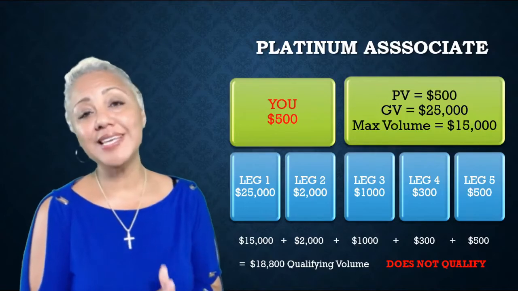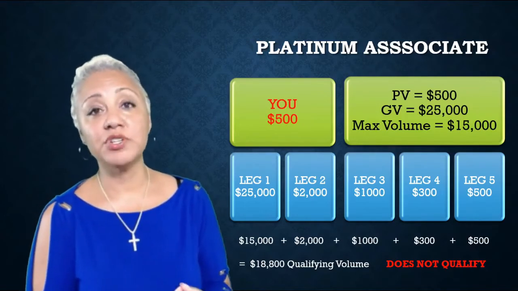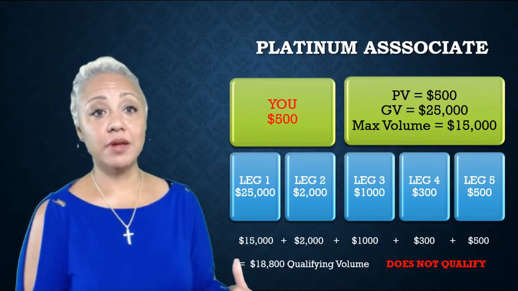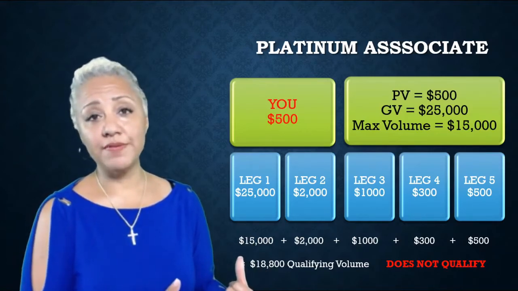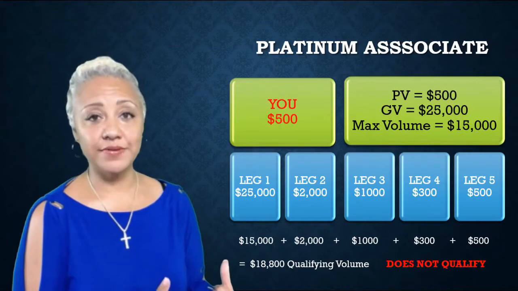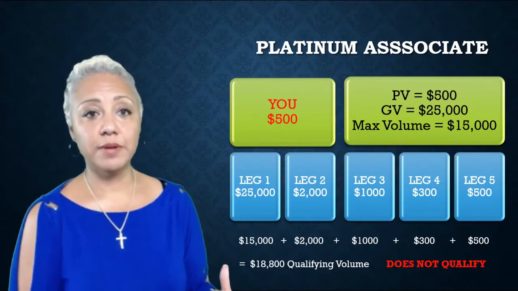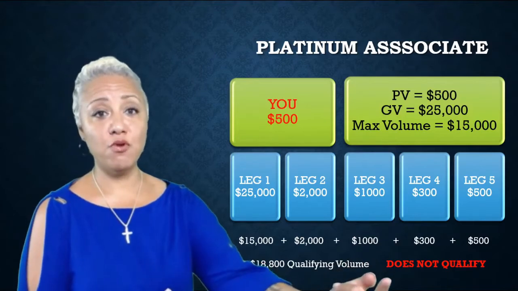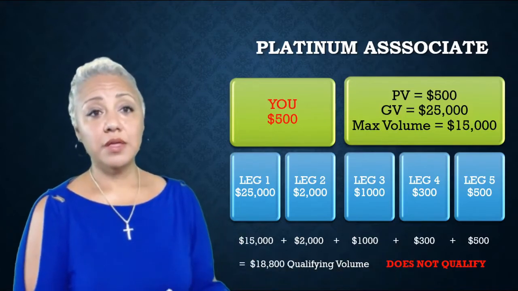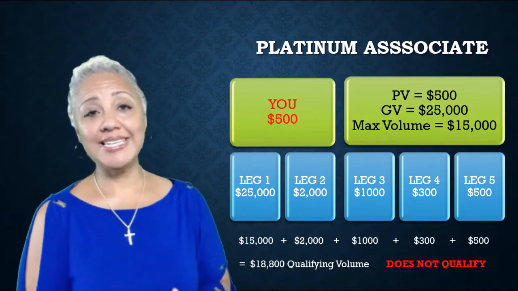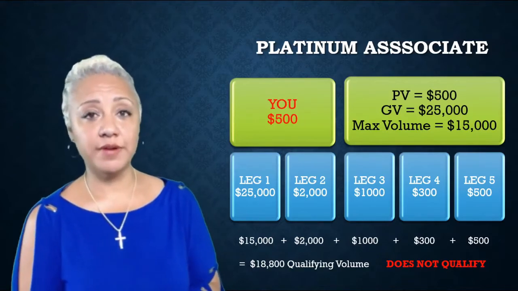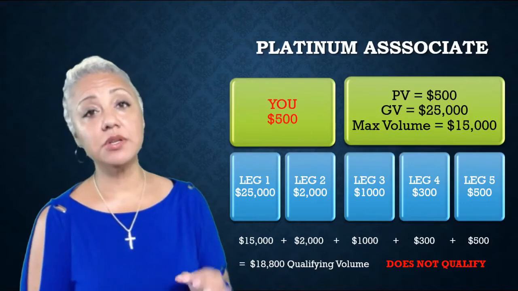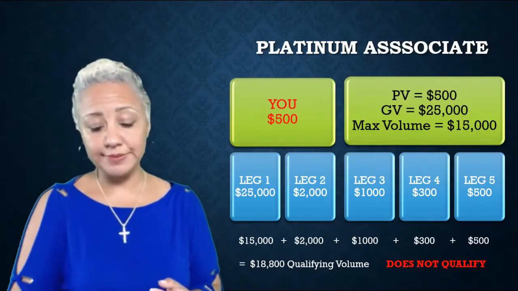However, only 15,000 of it is the max volume which can come from any particular leg. So if you look at the math underneath here, leg 1, although it has $25,000, only 15,000 of it can be attributed towards the rank. So if you continue to add the volume from leg 2, 3, 4, and 5, the total volume is actually 18,800 of qualifying volume. But remember, 25,000 is needed to hit this position, so this person would not qualify.